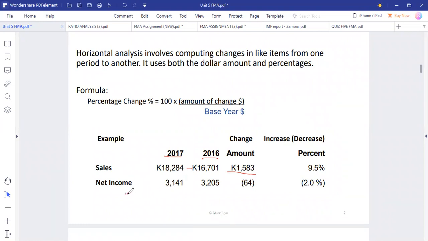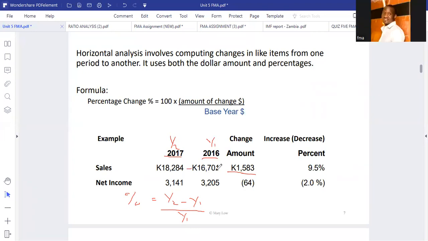So this means that our percentage change is equal to year two minus year one over year one. That is a percentage change. So our new year is year two. Our original year is year one. So you get the difference, year two minus year one. The change is 1,508 divided by the year one, which is 16,701. So this gives you a percentage of 9.5.